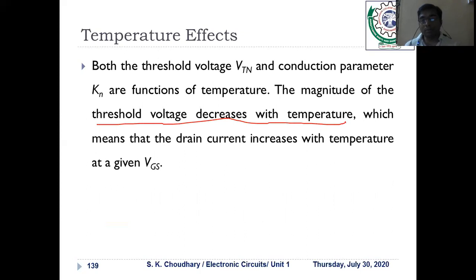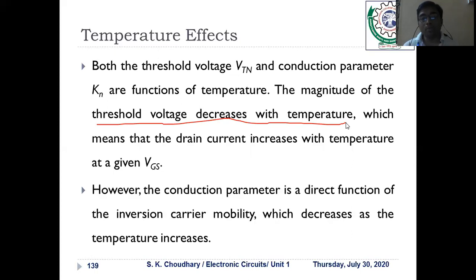And you are keeping VGS constant. So where Vtn decreases, your ID would increase. So with the temperature increment, your drain current would also increase.